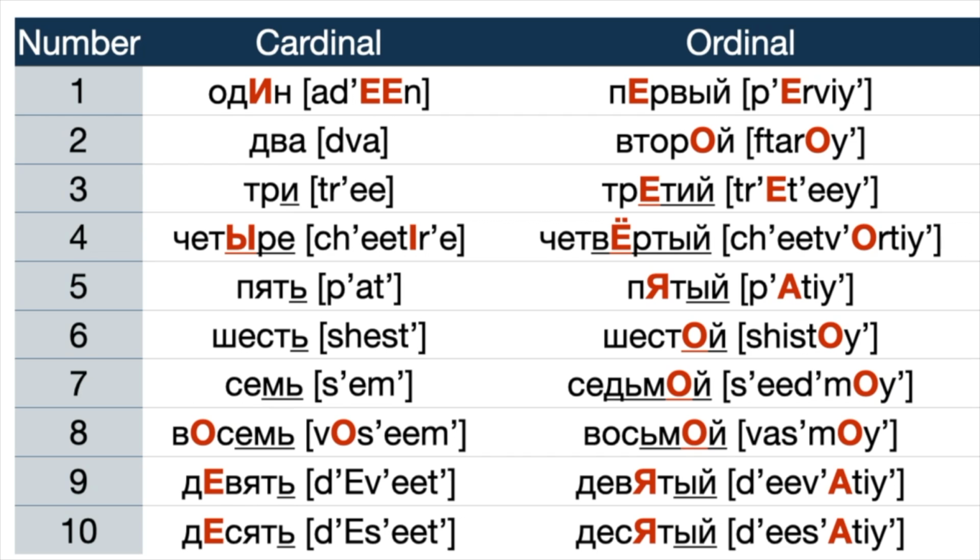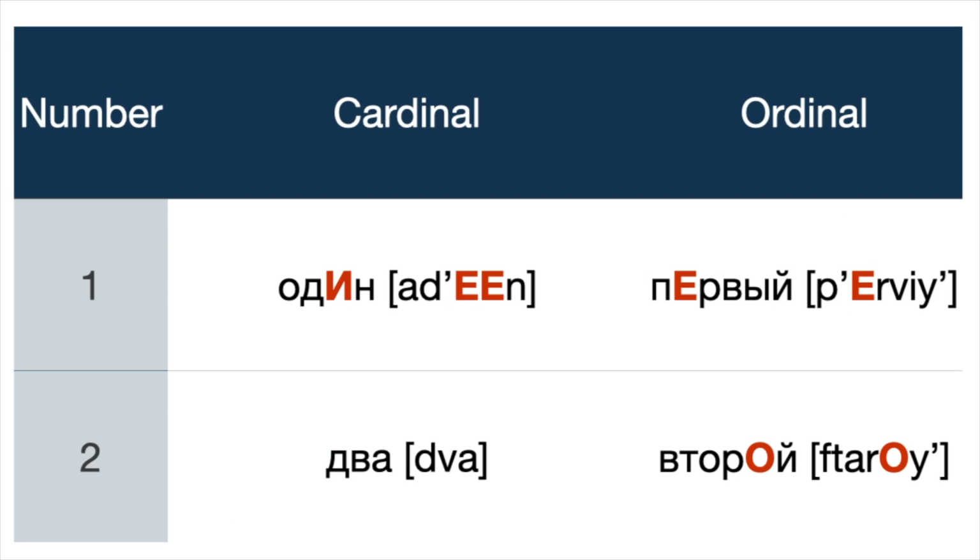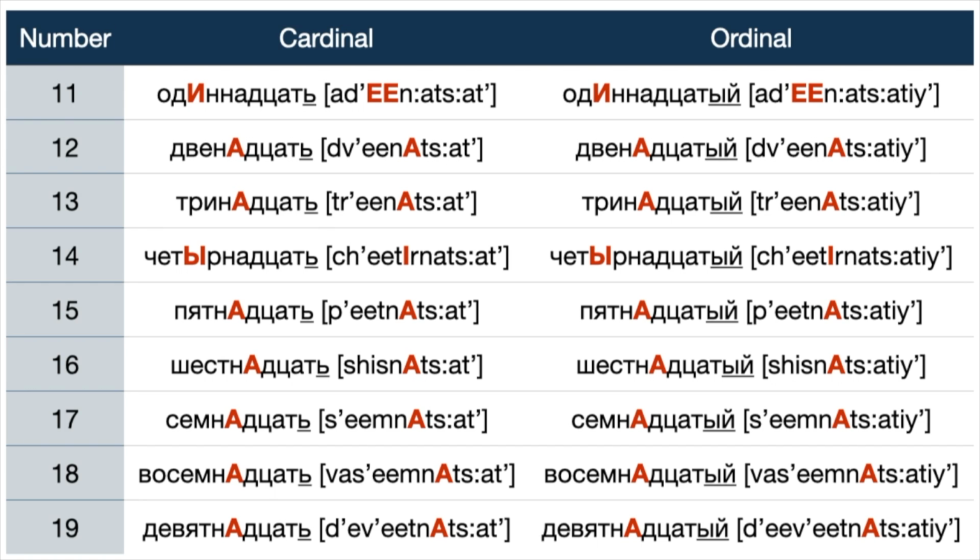Десятый. If we compare the ordinal with the cardinal numbers, we will notice that their forms have a lot in common. The exceptions are only the first 2 numbers, первый and второй. Now let's have a look at the numbers from 11 to 19. I'm going to read only the second column. Listen and repeat after me.